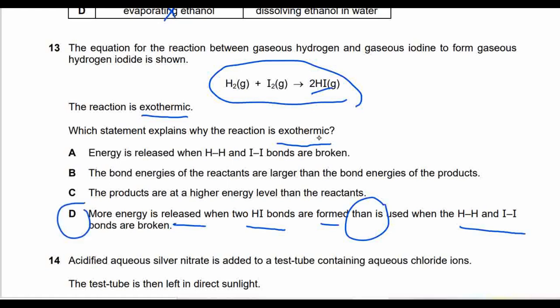So bond formation will release energy. Bond breaking will need energy, but since more is released, that is what causes this reaction to be exothermic. The product has a lower energy level, not higher than the reactant. The bond energy, B is not correct. Energy is released. Now, energy is used when bonds are broken, so this is wrong. Okay, question 13 is D.